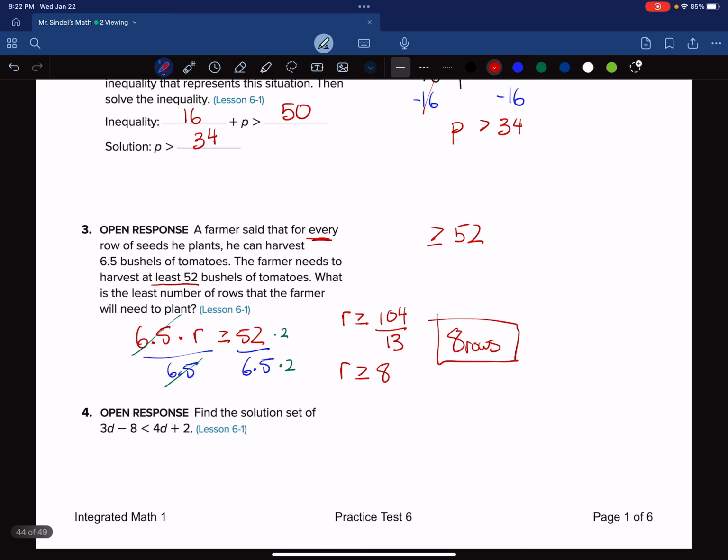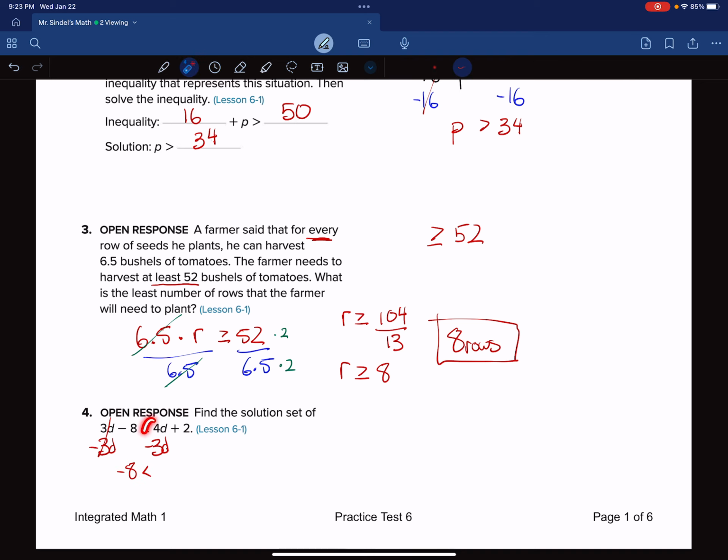All right, number 4, find the solution set to this inequality. So usually the way that I start these is to first move the variable. I have a 3D here, a 4D here. If I move the 4D over here, I'm going to be subtracting a 4D. And if I do that, I'll have a negative D variable. I don't like having negative D variables or negative variables in general. So instead, I'm going to move this 3D over on this side. The way that I do that, I subtract 3D, I subtract 3D, and those 3Ds are gone, leaving behind just a -8. I still have that less than or equal to symbol.